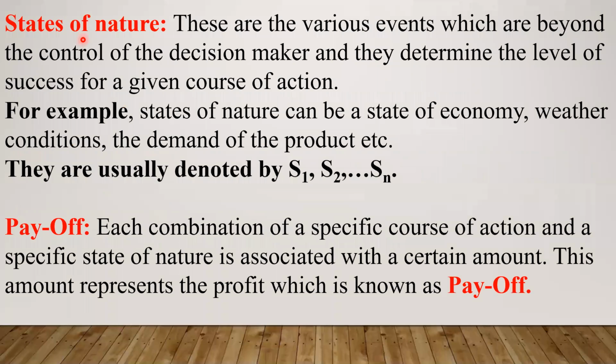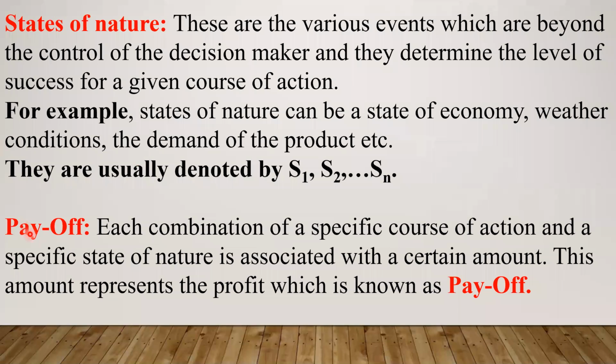States of nature. These are the various events which are beyond the control of the decision maker, and they determine the level of success of the given course of action. For example, the states of nature can be state of economy, weather condition, the demand. Yesterday, I showed you one example. The demand of a product can be low, medium, or high. Low, medium, and high can be considered as events. Generally, we denote the events by S1, S2, S3, etc.